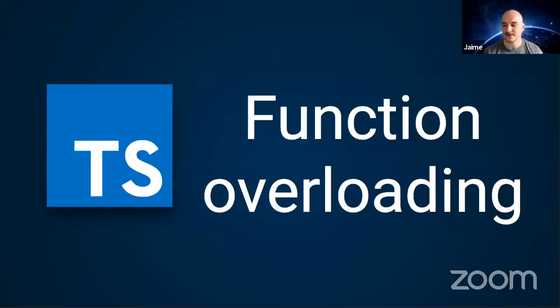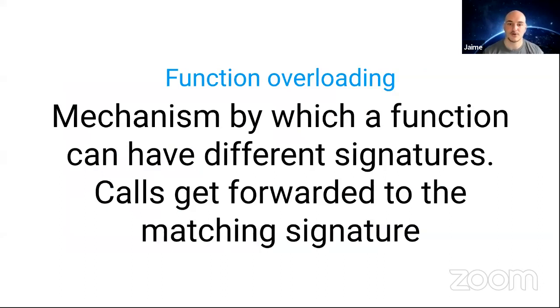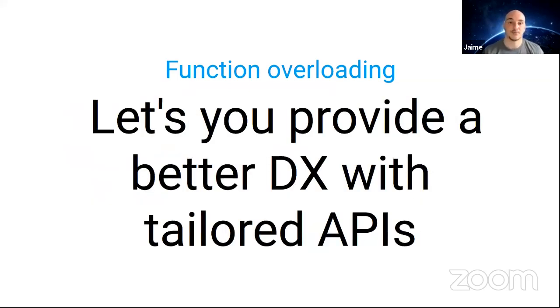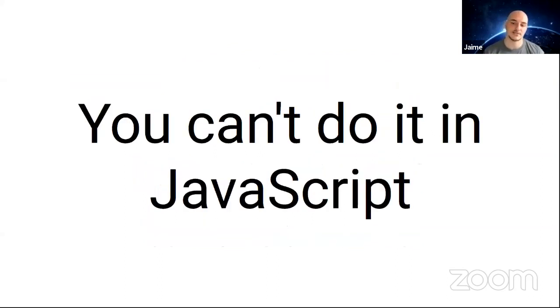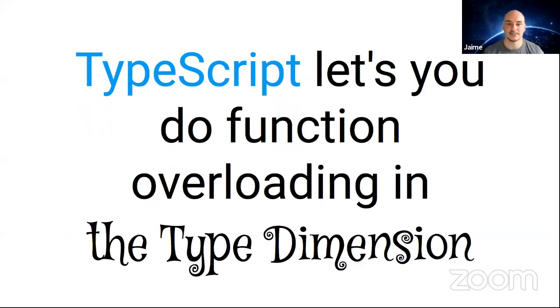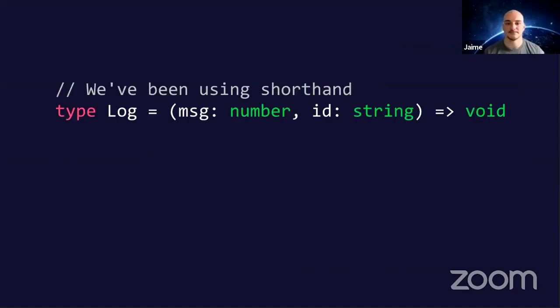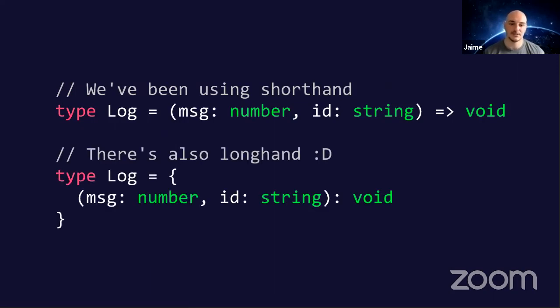Then we have function overloading. Function overloading is a mechanism by which a function can have different type signatures. And these calls get forwarded to the matching type at runtime. And the point of this is that it gives you better developer experience with better tailored APIs. This is not supported in JavaScript, but it is supported in TypeScript through the type dimension. Here we've been using shorthand for defining these types before, but this actually is longhand. It also works. You're defining a callable object here, a callable shape.